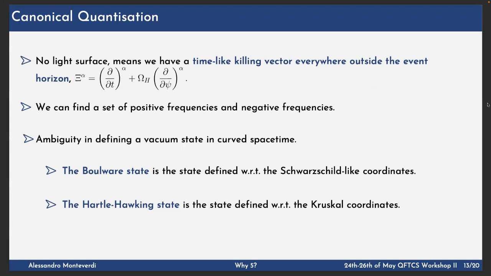So we can apply the theory of QFT on curved spacetime, and we can do the canonical quantization. And as we heard so many times, there is an ambiguity in defining a vacuum state in curved spacetimes. And we are going to define two. The Boulware state, which is the state defined with respect to these Schwarzschild-like coordinates, which is basically t. And the Hartle-Hawking state we saw before is defined with respect to the Kruskal coordinates.